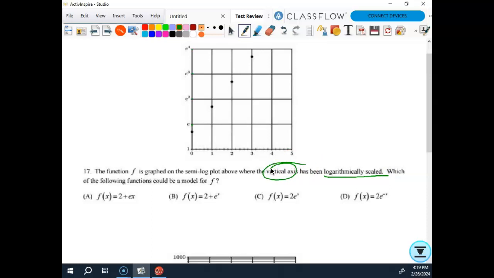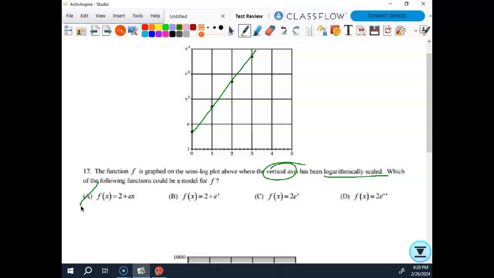Okay, so remember, one of the things that we want to be able to recognize is that if this is linear on a logarithmically scaled graph, then your function is going to be exponential, which means I can mark this one out, and that's the only one I can mark out right now, right? So let's see if we can figure out any of the rest of these.